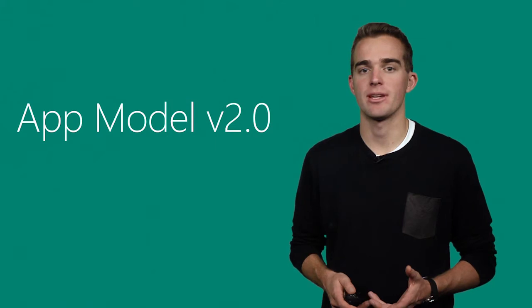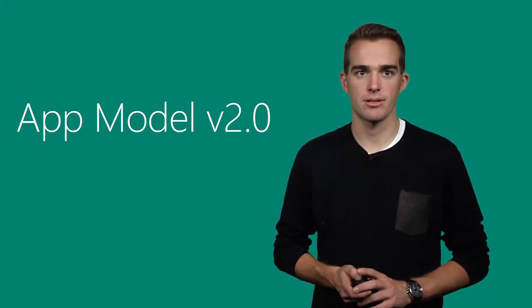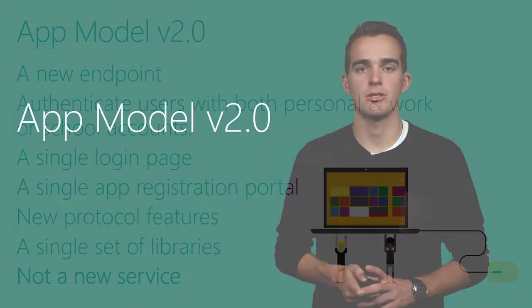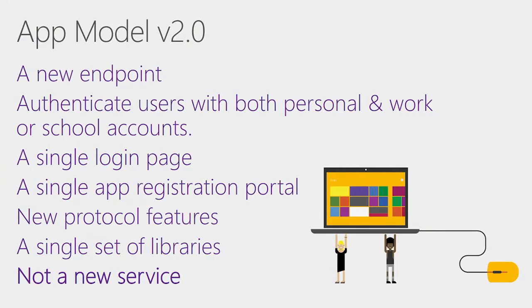So what we're doing to ease the pain for some of these challenges for developers is introducing what's called App Model V2.0. App Model V2.0 is the union of the Microsoft account and Azure AD authentication services. It's a new endpoint with a new URL that you can hit in your applications. It allows you to authenticate users with both their personal and their work or school accounts. It gives your users a single login page with a familiar look and feel. You have a single app registration portal for your applications, some new protocol features, and a single set of libraries which allows you to take advantage of those protocol features.